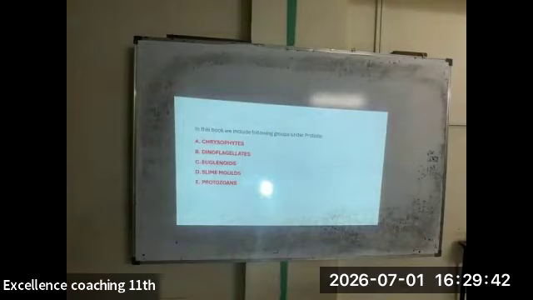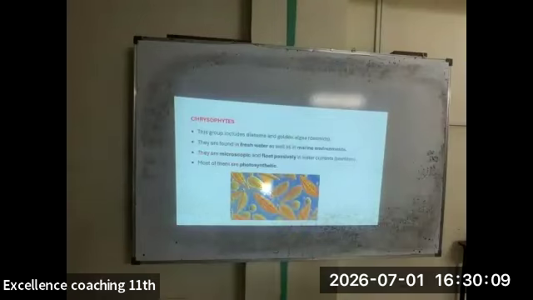So let's see what girls and what boys have written. Kingdom protista is classified into five classes. Very good, and they have named them also: chrysophytes, dinoflagellates, euglenoids, slime molds, protozoans. This is the best point. Now, chrysophytes are called diatoms and golden algae. Includes.